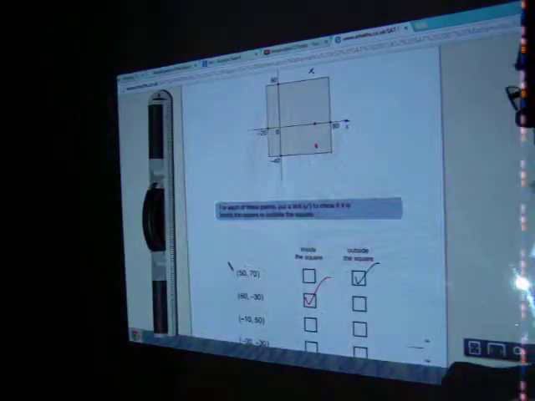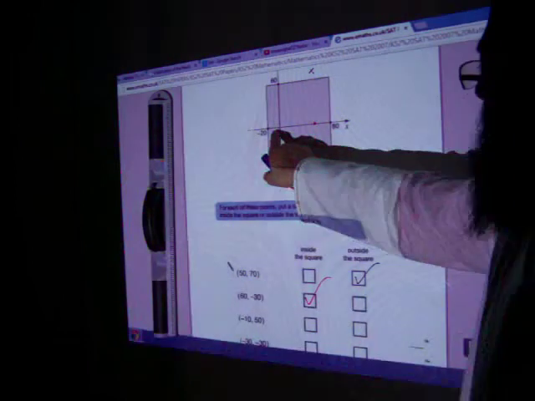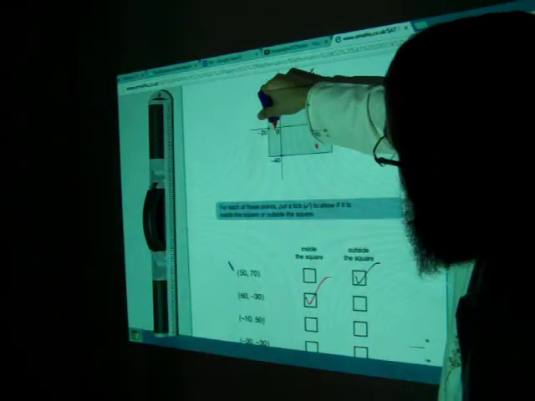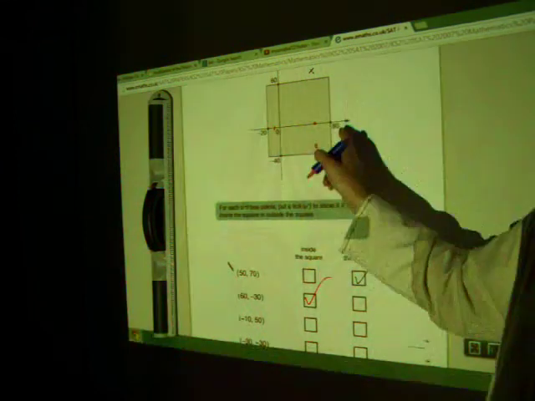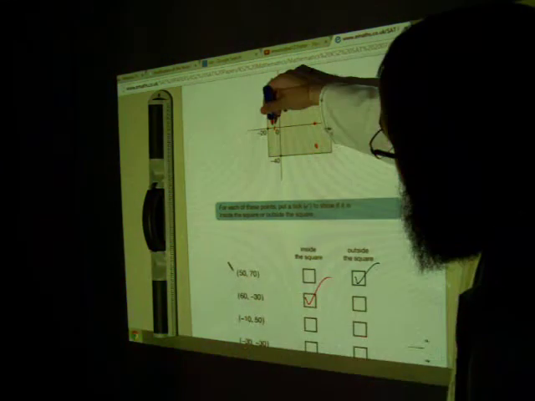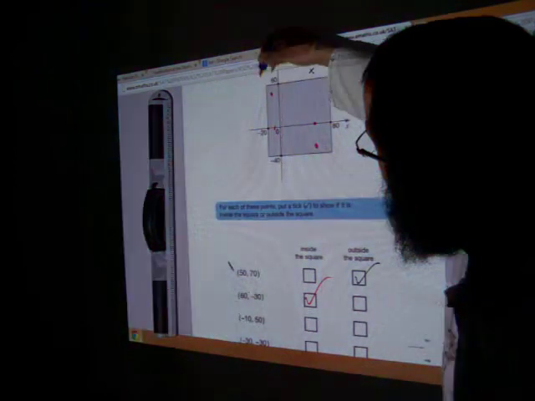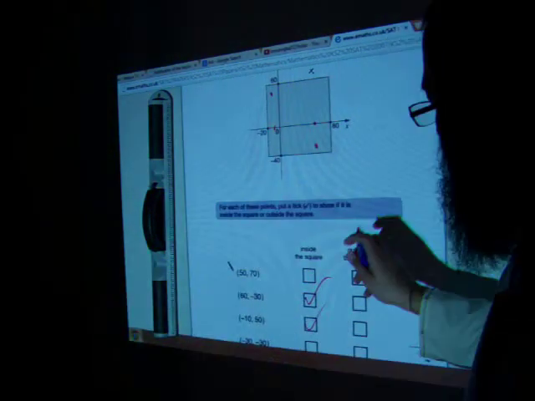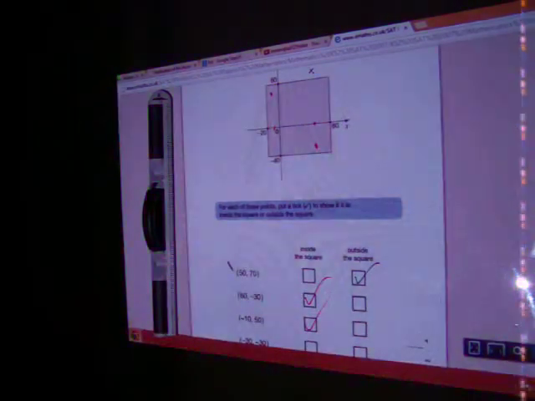Next one we have minus 10, 50. Positive x and negative x is on that side. So minus 10 is halfway between 0 and minus 20. And then we go up by 50, so it's going to be right about here. That's 60, so it'll be below. So that's going to be inside.